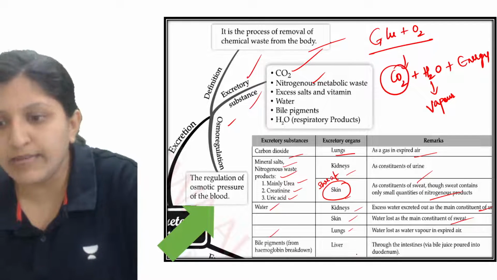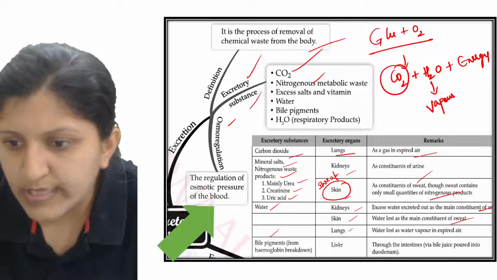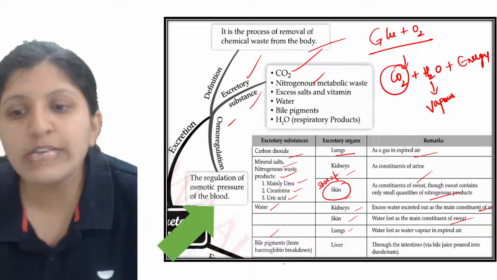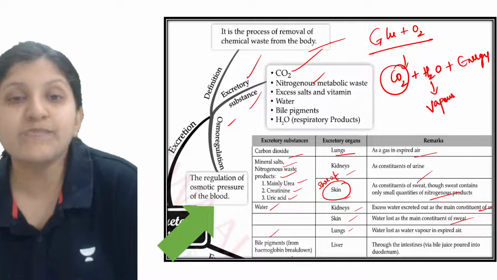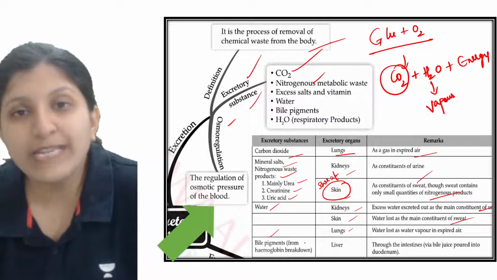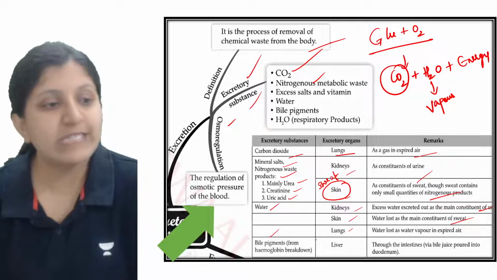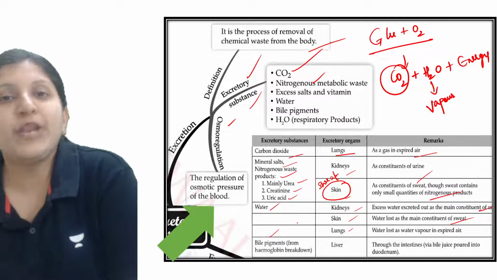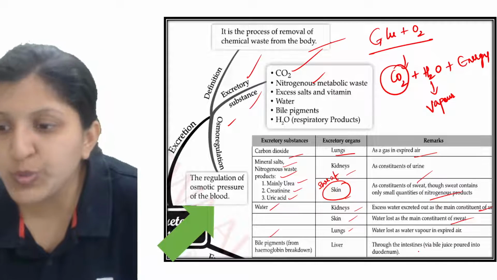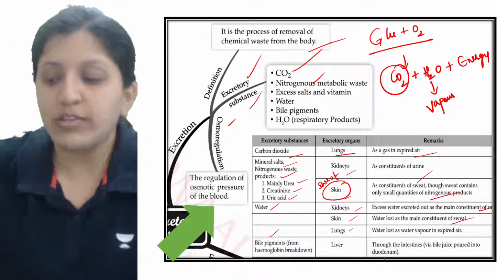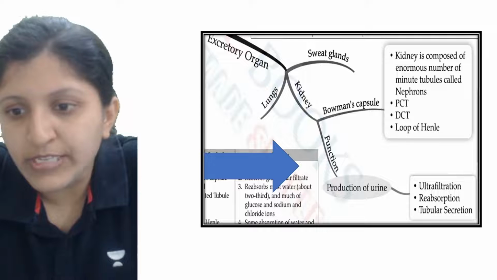This is in the liver. The liver forms bile pigment by breakdown of the hemoglobin from the RBC. When the breakdown of hemoglobin occurs, bile juice is formed, which has pigments like bilirubin and biliverdin. That is why bile juice is poured into the duodenum and passes through the intestine. So there is an excretory material which will be removed.